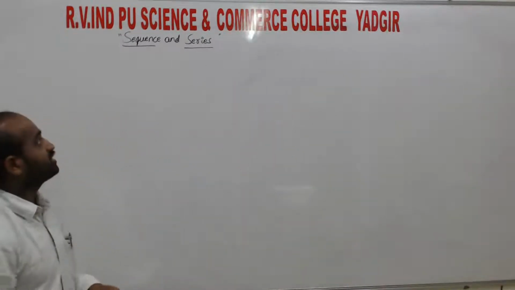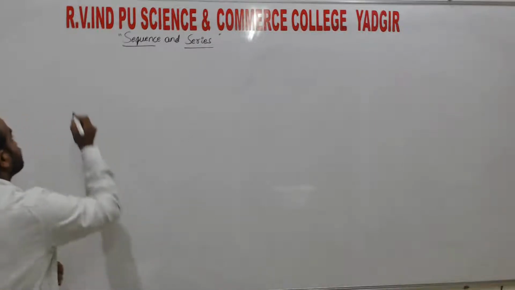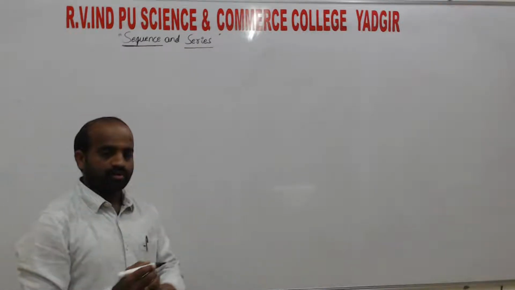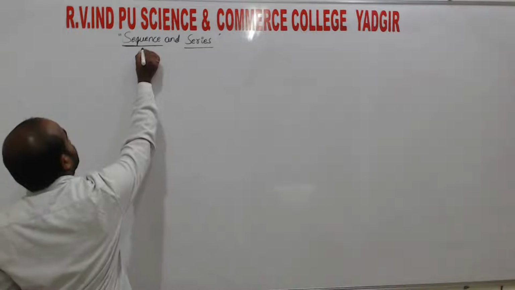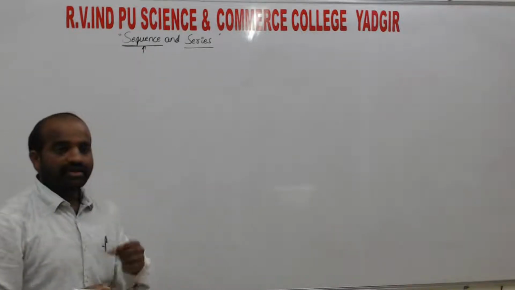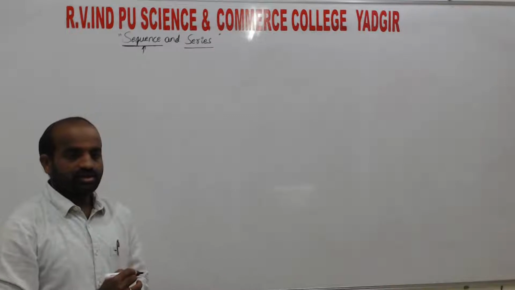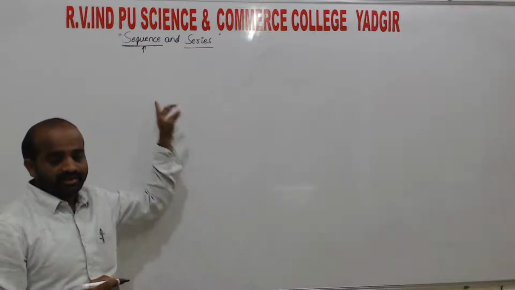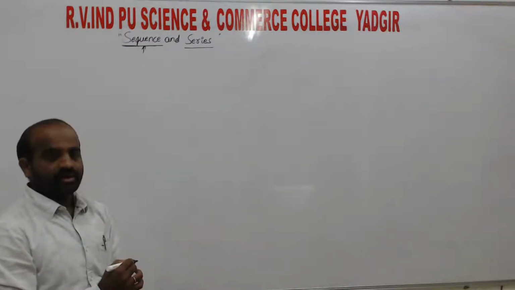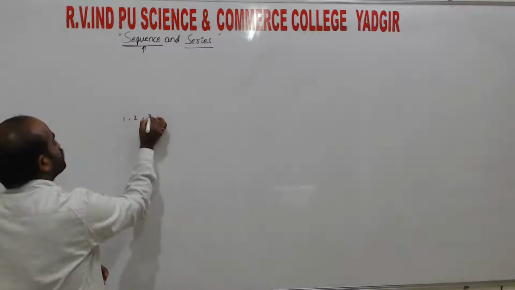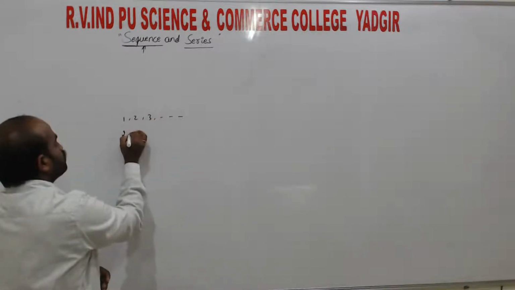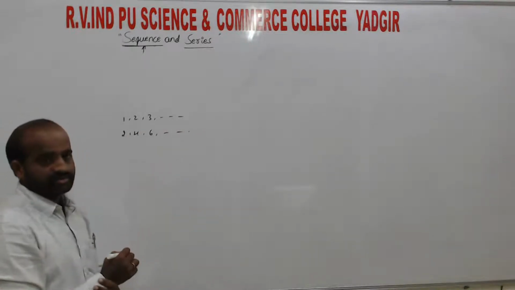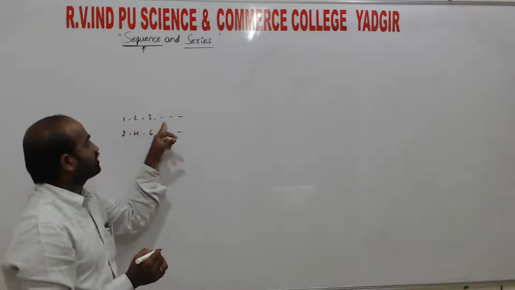Next we'll study sequence and series. Sequence means an ordered set of numbers, the numbers written in a definite order. For example, 1, 2, 3, and so on; 2, 4, 6, and so on. These are sequences.